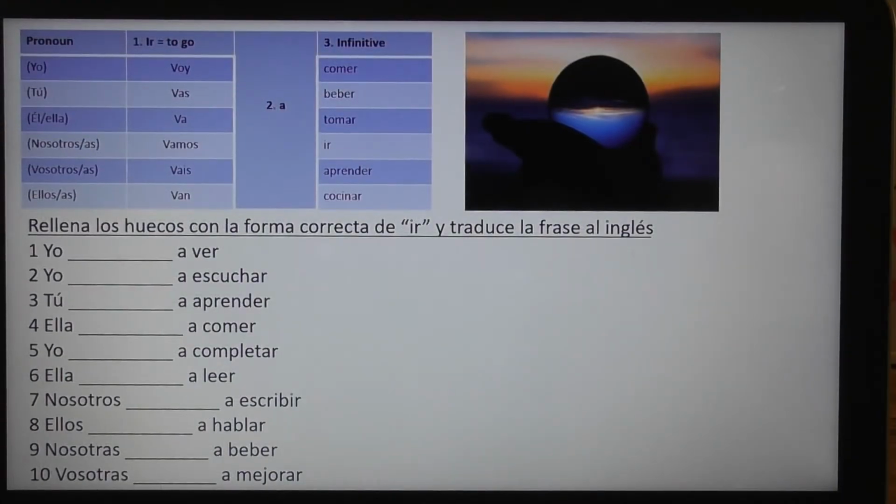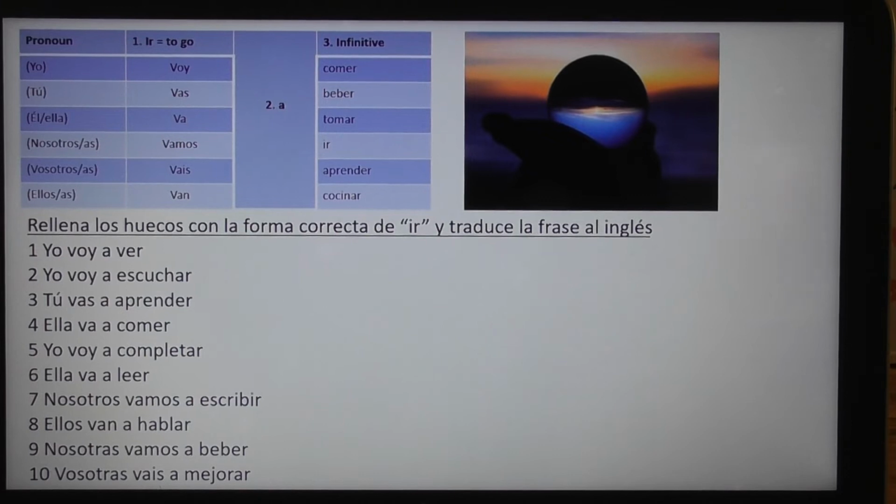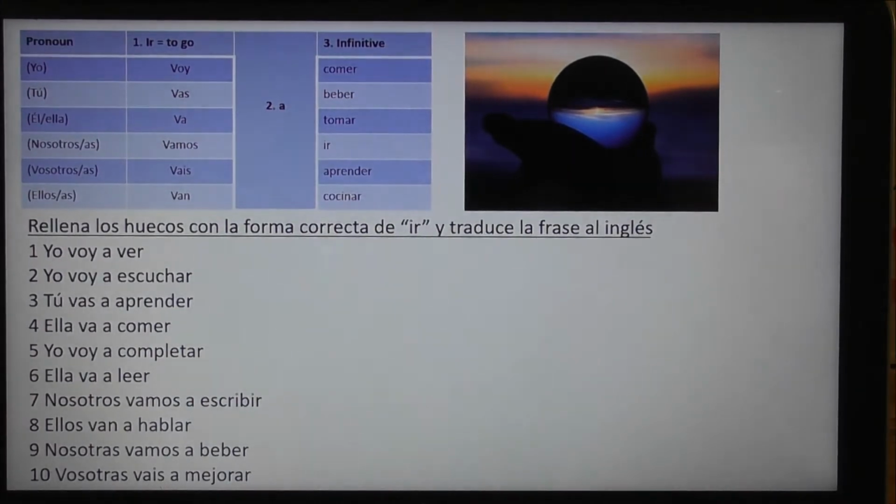Y listos en A, B, C. Okay, there are your answers. Have a look through and see how you've got on.